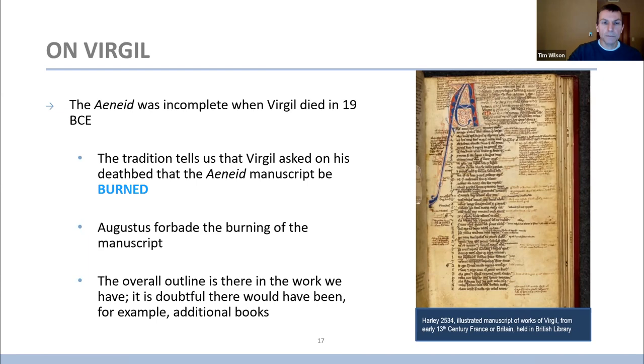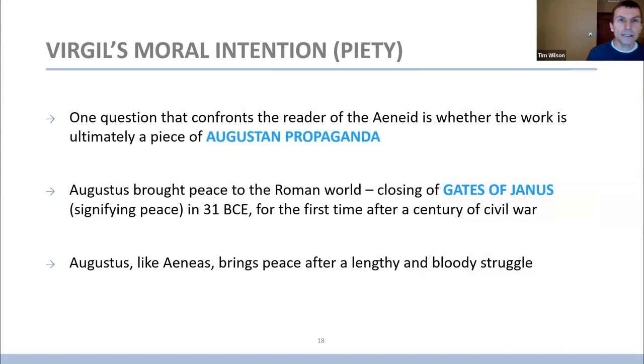So what do we know about Virgil's intention, the moral intention? I put piety in brackets here, and I think there's a question in the chat that I missed, but I see some people jumped in about what is piety. Thank you and thanks for those responding. We'll get to Virgil's definition of piety, but basically, let's think of it as being dutiful in relationship to all of one's duties.